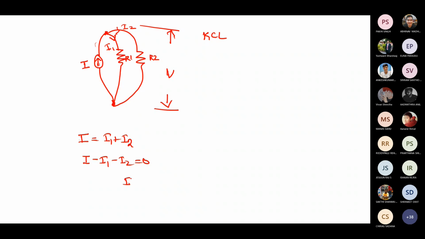Now I'm going to apply Ohm's law here again. How do we write I1, students? V by R1. So I1 is nothing but V by R1. What about I2? V by R2. Applying Ohm's law, I is equal to V by R1 plus V by R2.